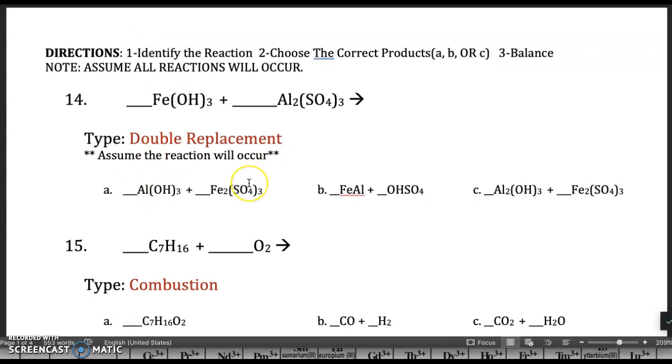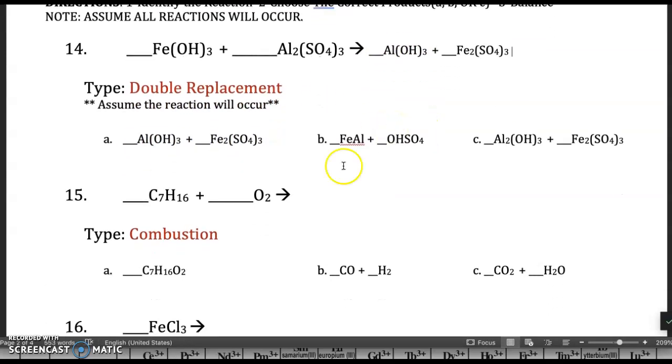Give me 1 second. Okay, so that leaves me with this as my answer, so I'm just going to copy and paste it up here. Again, I'll come back to it at the end if I have time to balance.